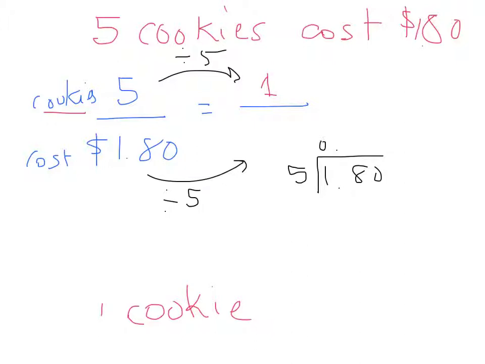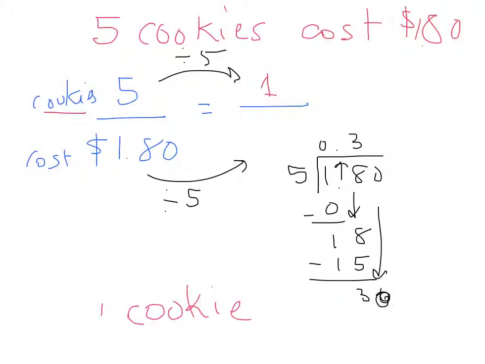5 goes into 1, 0. Subtract, bring down, divide. You can see I put my decimal straight up. Multiply, subtract, bring down. Oops, sorry, that's a 0. Divide, multiply, subtract, nothing else to bring down. So that means that one cookie costs 36 cents. So I've been able to use these equivalent ratios to get to the cost of one item. That's where my cookies were in my numerator.